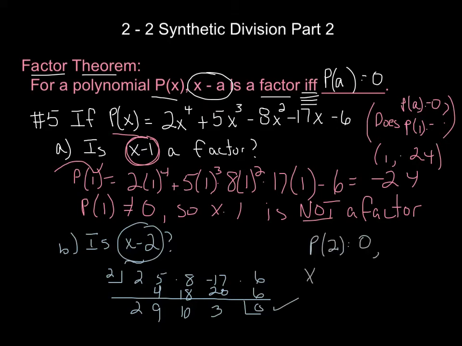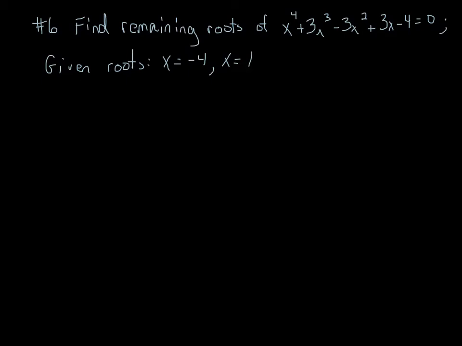That means x minus 2 is a factor of p of x, the function p of x, which I gave you. That also means that on the x-axis, the function, if you graph it, will cross at 2. Okay, so here's a function.